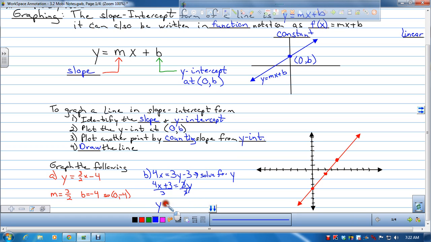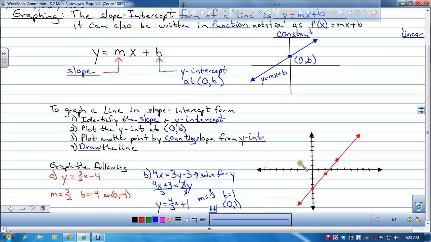And I'm going to put that over here, kind of flip-flop sides. This 4x and this 3 are both divided by 3, so I can write them individually. Recall we went over this in the last unit. 4x divided by 3 is 4/3 x, and plus 3 divided by 3 would be 1. So now I know that my slope is 4/3 and my y-intercept is 1, therefore I've got a point at 0, 1.